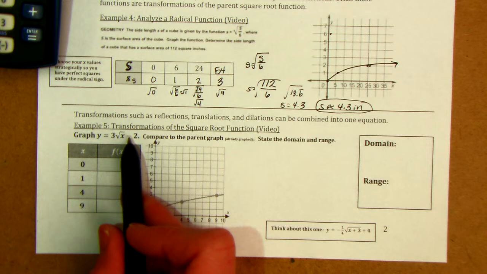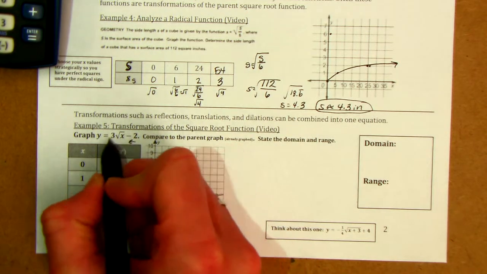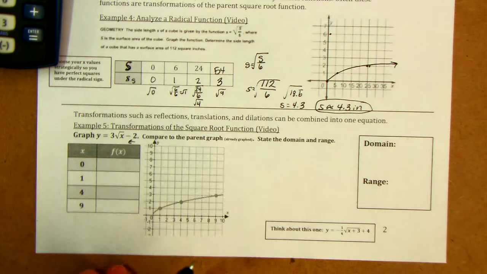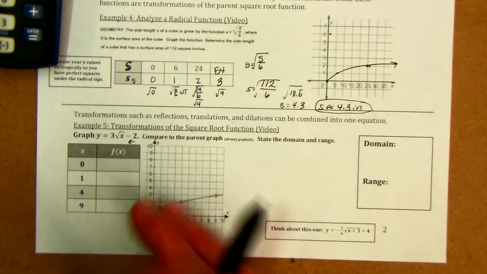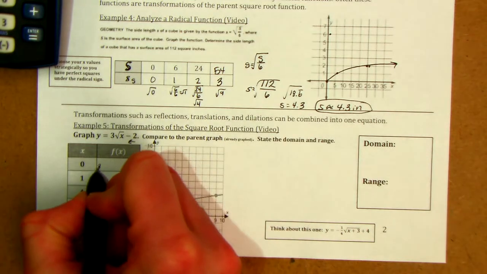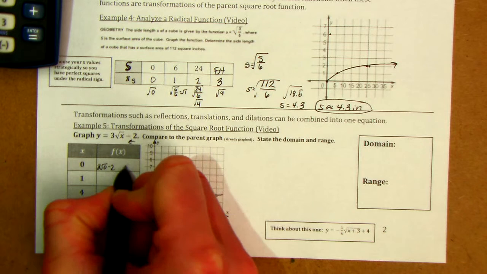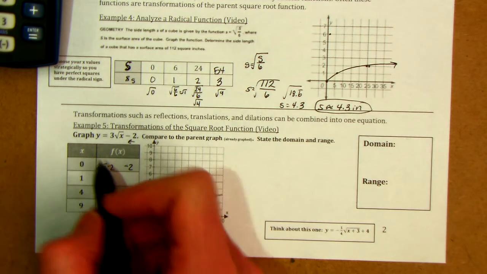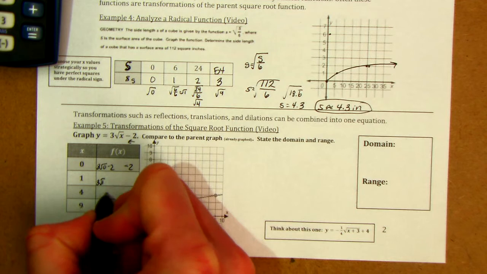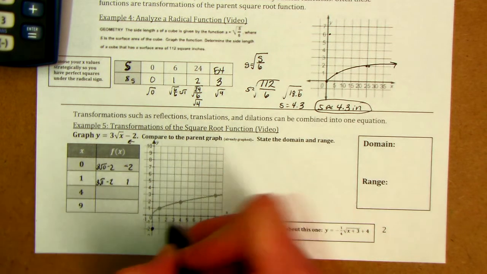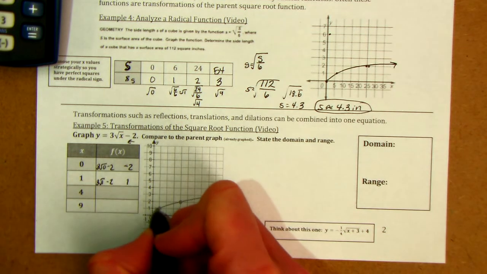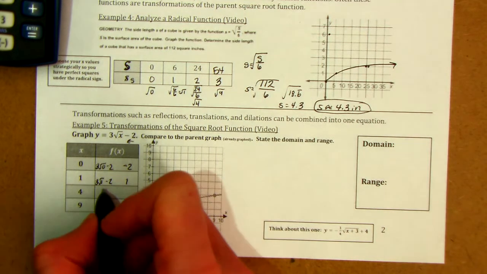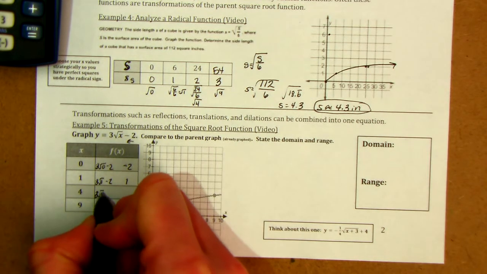But just to give us a couple ordered pairs, if I put 0 in there, that's 3 times the square root of 0 minus 2, we get negative 2. So 0 is negative 2. If I put 1 in there, 3 times the square root of 1, which is 1, minus 2, is 1. So 1 is 1. Whoa. It's actually up there. Put 4 in there. 3 times the square root of 4, which is 3 times 2, which is 6, minus 2, we get 4. So 4 is 4.